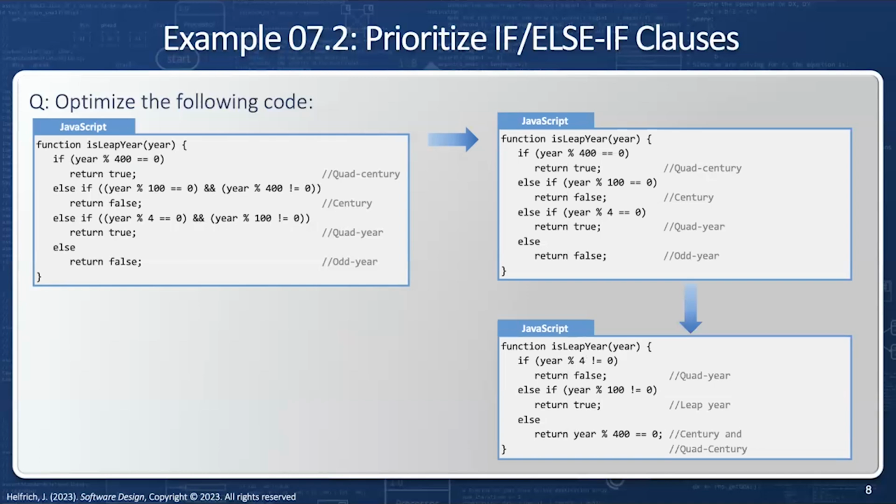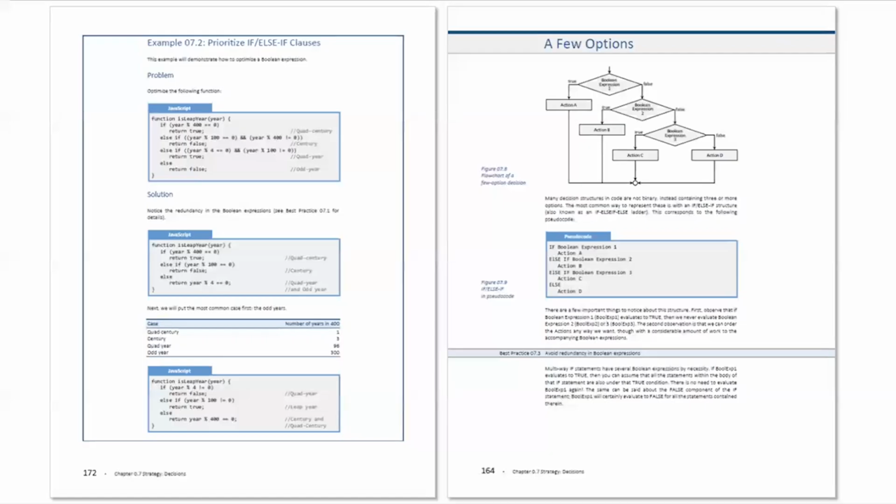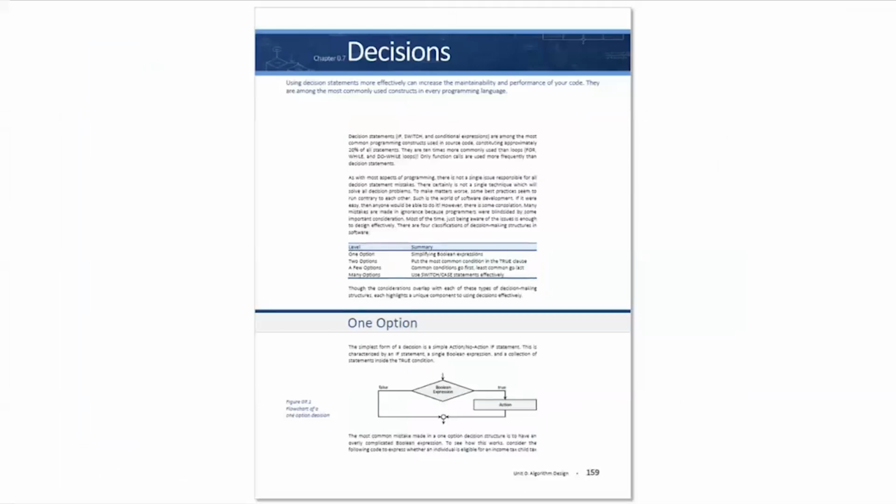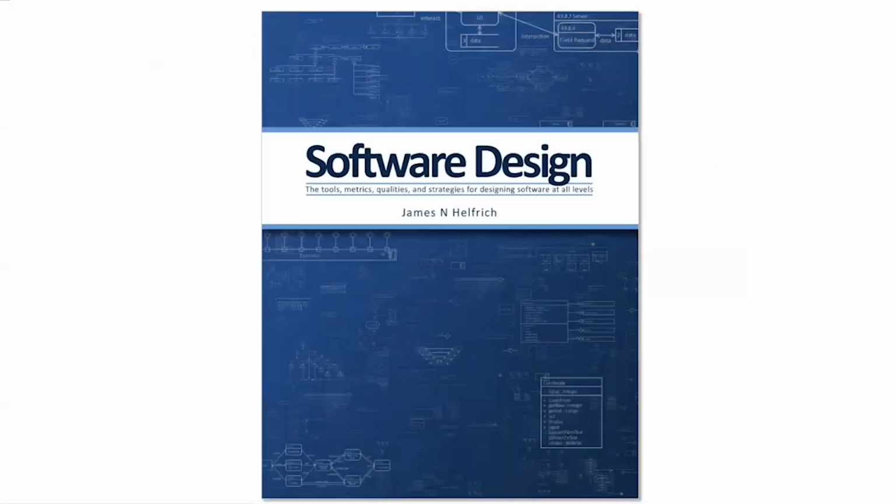going to do the quad year check once. The next most common, which is something that is evenly divisible by 4, but it's not a century, is going to be the other 95%. So therefore, I'll only hit the last case 1% of the time. This is example 7.2 in the few options section of the decision chapter of the software design textbook.